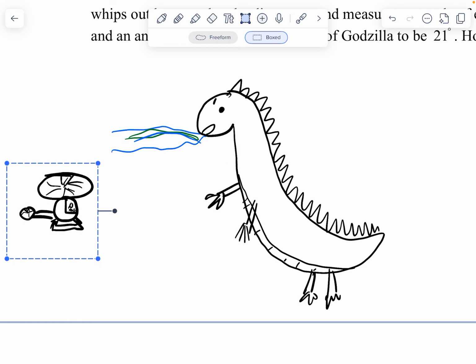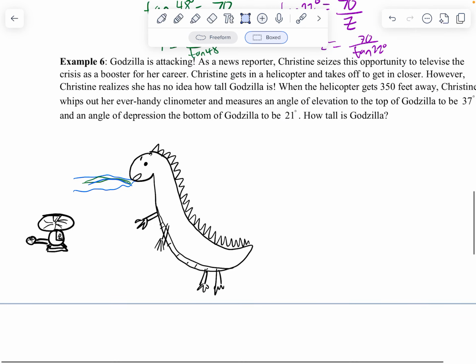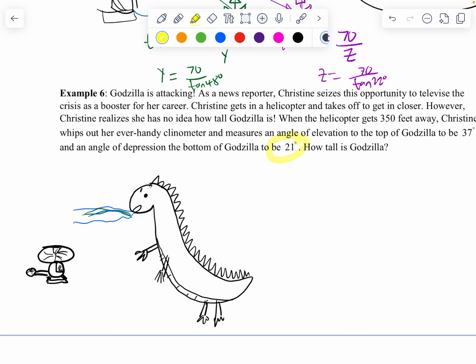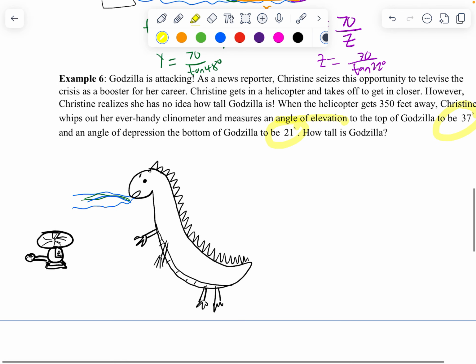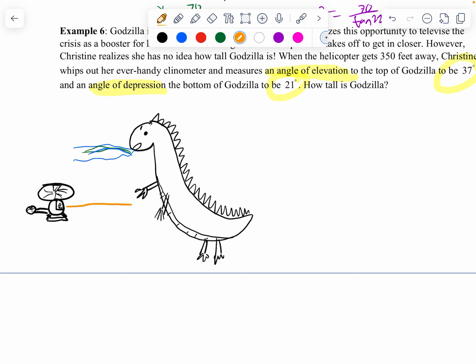Now, the reason why we're looking at this, okay, where is the helicopter? Well, if we read this, remember what we said on this one: two angles implies two triangles. We have two angles, the 21 and 37. One is an angle of elevation, the other is depression, meaning our horizon is where the person measuring our angle, Christine, is. From that horizon, we have an angle going up to the top of Godzilla and another one going below to the bottom of Godzilla. So we should have two separate triangles happening here.